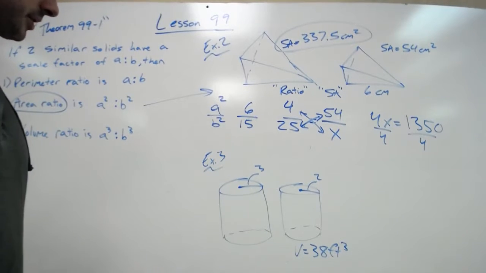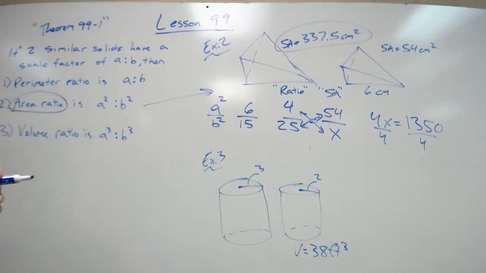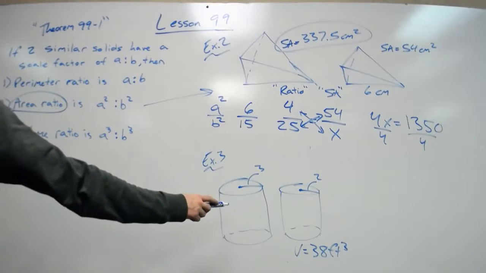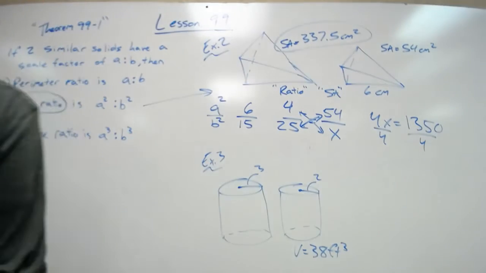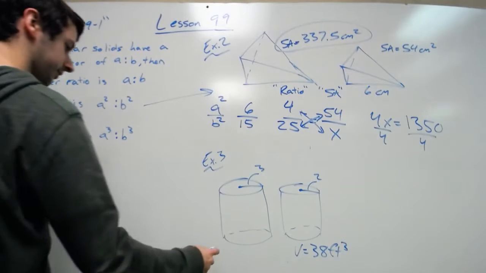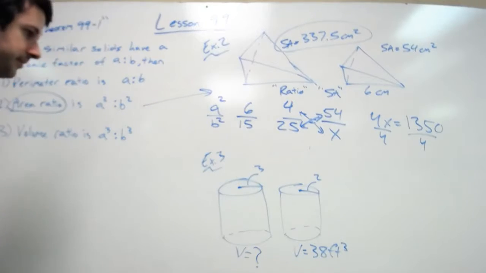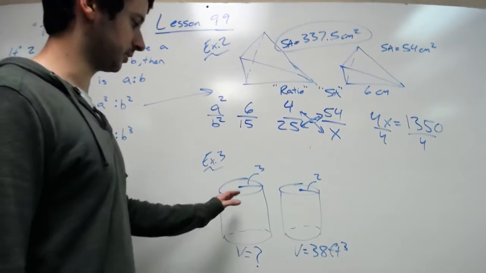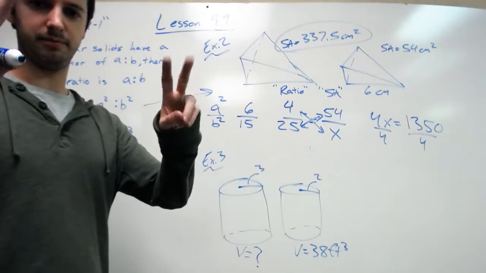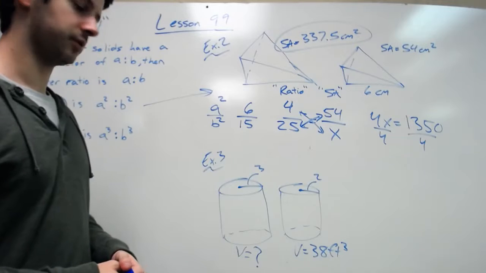Now let's look at one more. Let's look at volume, since we haven't done a volume one before. In example 3, it says the 2 cylinders shown are similar, same shape, different size. If the volume of the smaller cylinder is 38 cubic feet, what is the volume of the larger cylinder? So how do we know what our ratio is? Well, we can once again look at corresponding measures, because there's no side lengths here. So we're going to use the radius.